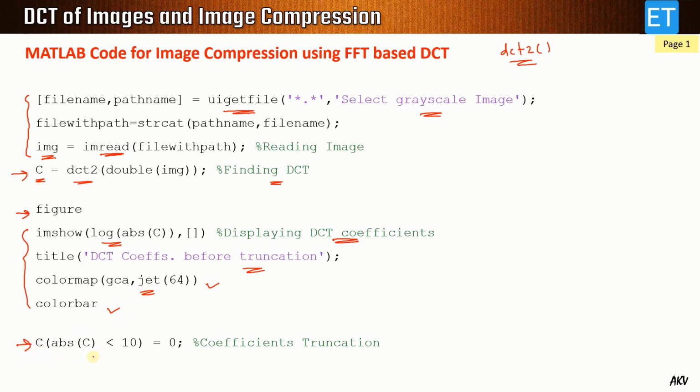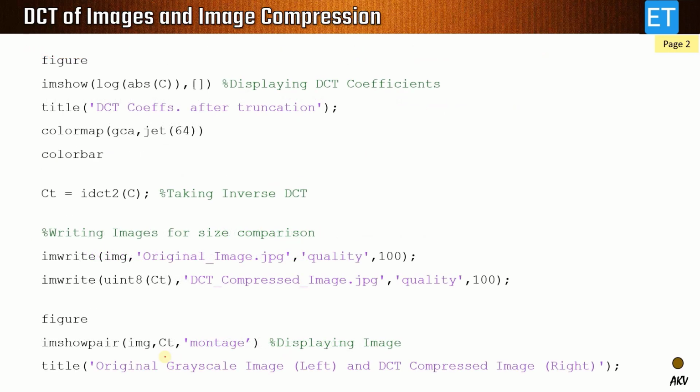Now I am doing the truncation process, that is coefficient truncation. Here you can see that all the coefficients of C which have a value less than 10 are simply neglected, and that means they are made 0. This coefficient truncation is done with this equation. And then you can display the truncated DCT coefficients in another image. For that, I'm taking another figure and showing all those truncated coefficients, so you can have the comparison between before truncation and after truncation. So you can compare those DCT coefficients.